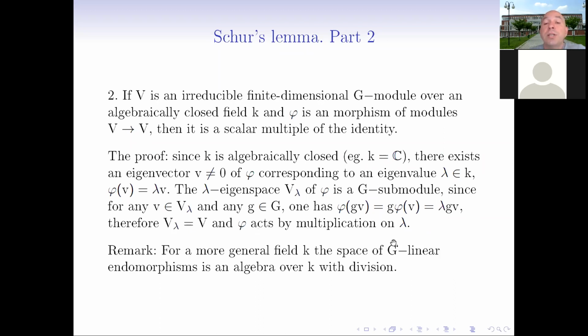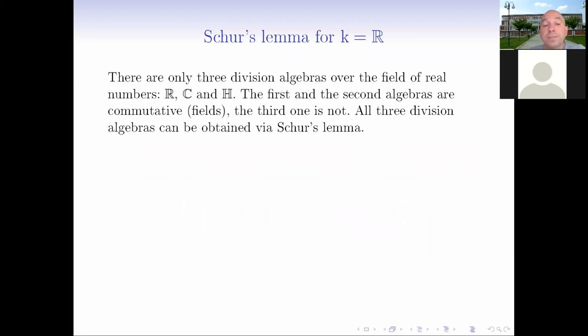But if K is a more general field, then the space of G linear endomorphisms is only an algebra over K with division. And for K equals R, there are 3 possibilities. There are only 3 division algebras over R: R, C, and H. The first 2 are commutative. The last one is non-commutative, but it's still a division algebra. And all 3 can be easily obtained from Schur's lemma.